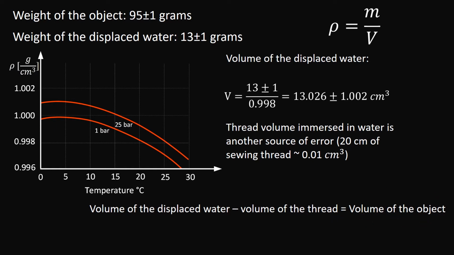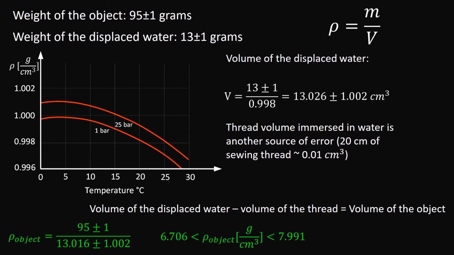Now I have the volume of the object, I have the mass of the object, I can calculate the density of my object. So the mass is basically 95 plus minus 1. The volume is 13.016. You remember that here it was 0.26, but then 0.01 is subtracted, so we have 0.16 plus minus 1.002. Now this fraction will be maximized when the numerator is maximum and the denominator is minimum. In that case, we get the higher boundary of the density. And if you do it the other way around, so minimum on the numerator and maximum on the denominator, then we get the lower boundary of the density.